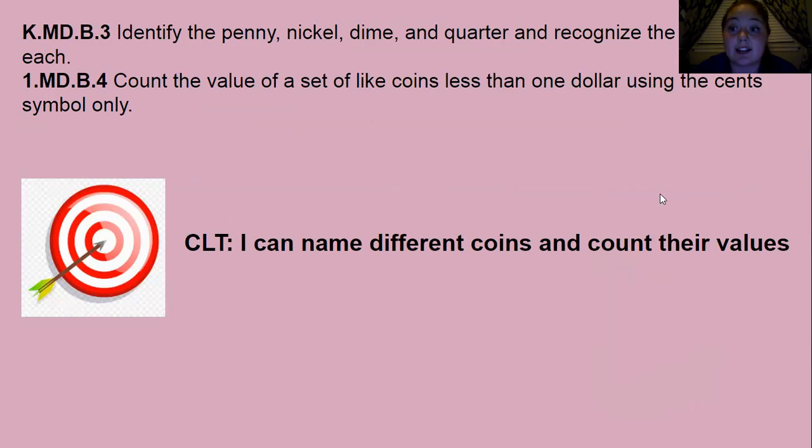Let's talk about our clear learning target for the day, okay? I'm going to read it. Our clear learning target is I can name different coins and count their values. Can you say that with me this time? I can name different coins and count their values. Great job.